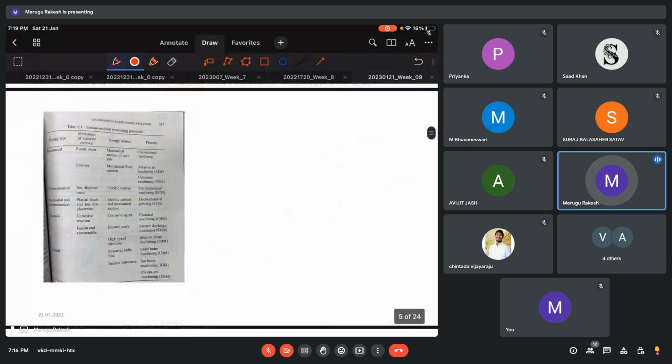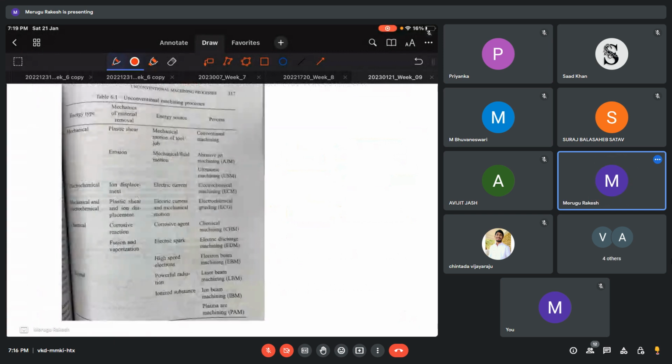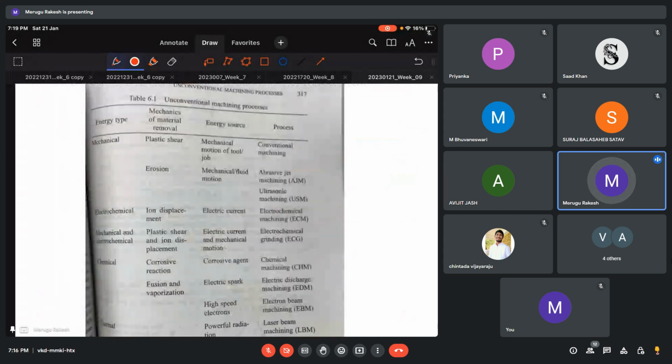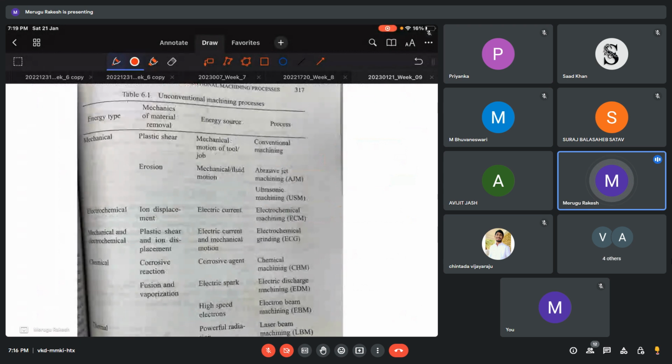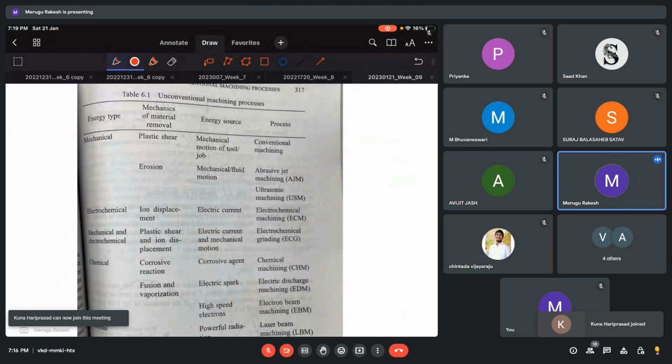So now I hope you can see this. I think you can see it a little bit now. This was the direct image I have taken from the book I mentioned, Manufacturing Science by Ghosh and Mallik. If you have this book, or the soft copy is available, or you can buy one. It's a very good book to keep with you.